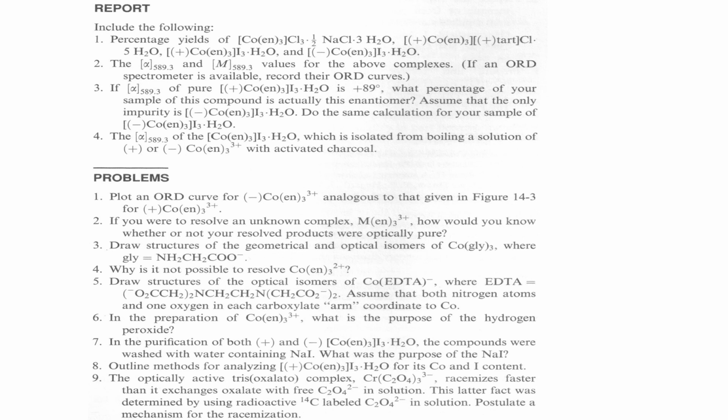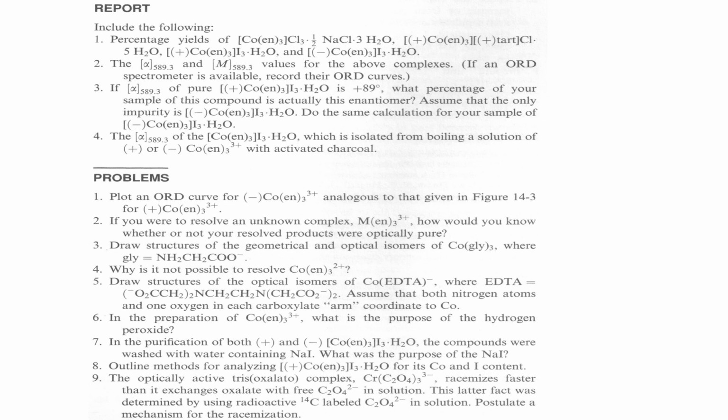Then question 4, why is it not possible to resolve cobalt ethylene diamine 2 plus? The one we have here is 3 plus. Why is it not possible to resolve the 2 plus? Fifth question, draw the structure of the isomers of cobalt EDTA, and in the preparation of cobalt ethylene diamine, what is the purpose of the hydrogen peroxide?